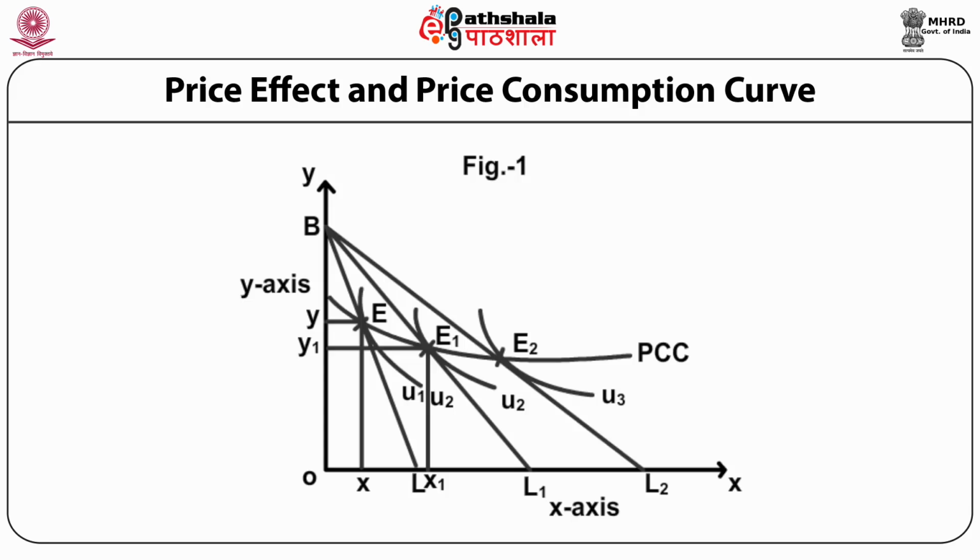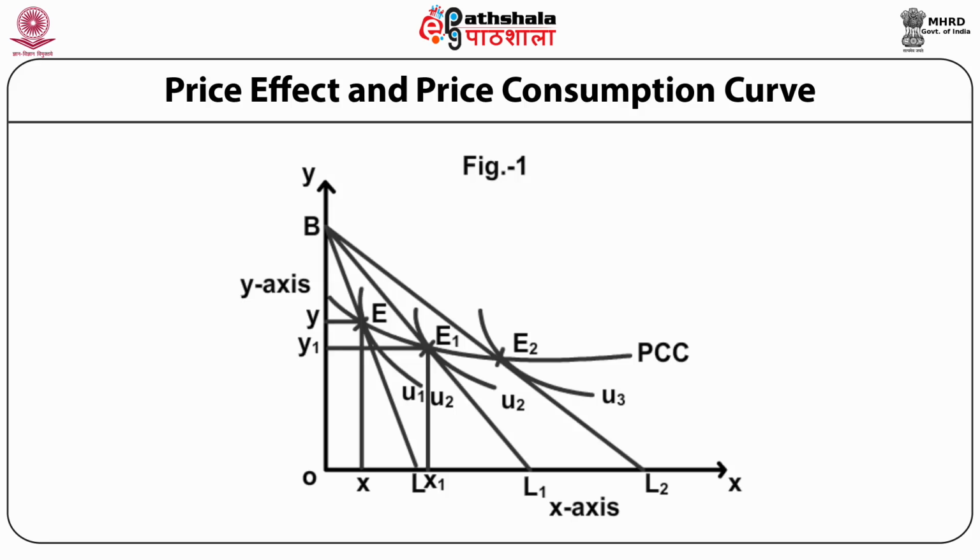Now the price of good X falls, but the price of good Y and his money income M are constant. As we have discussed, when the price of one good falls, keeping the price of the other good and money income constant, the budget line will swivel outward and become BL1. The new consumer equilibrium is formed at point E1 on a higher indifference curve U2. Again, both conditions of consumer equilibrium are satisfied, and at this point the consumer consumes OX1 of good X and OY1 of good Y.